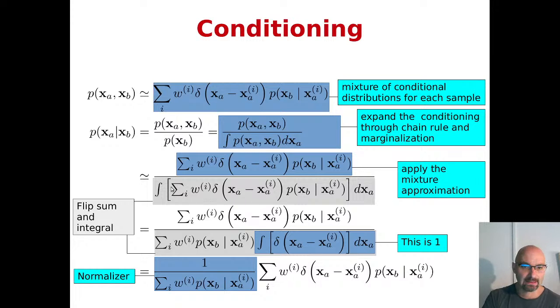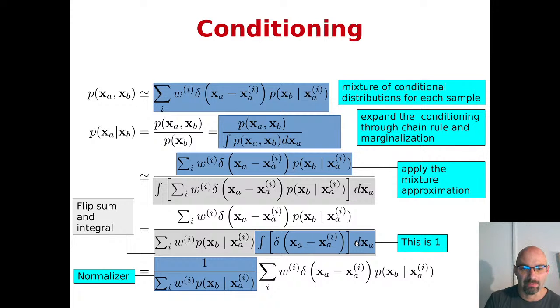Now, it turns out that you could easily flip the summation and the integral, because given that I have a Dirac, XA will be active in only one point. So I could pull out this P of XB and XA from the integral, together with the summation. And then what stays inside is nothing else than the Dirac delta function integrated over XA. And by doing so, you all know that this element here is equal to 1.